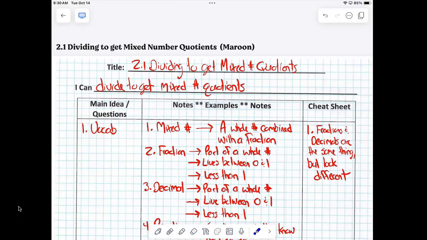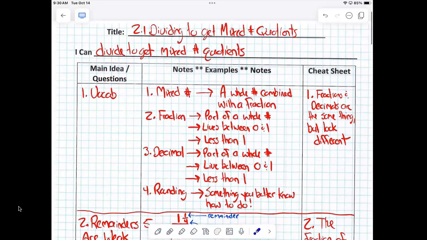Today we learn how to divide to get mixed number quotients. Before we get into that, though, we talked about 4 vocab words. Mixed number, first one. A mixed number is a mix of a whole number and a fraction. It's a whole number and a fraction smushed into one, or squished into one, as you said. Now, you guys know a fraction already.